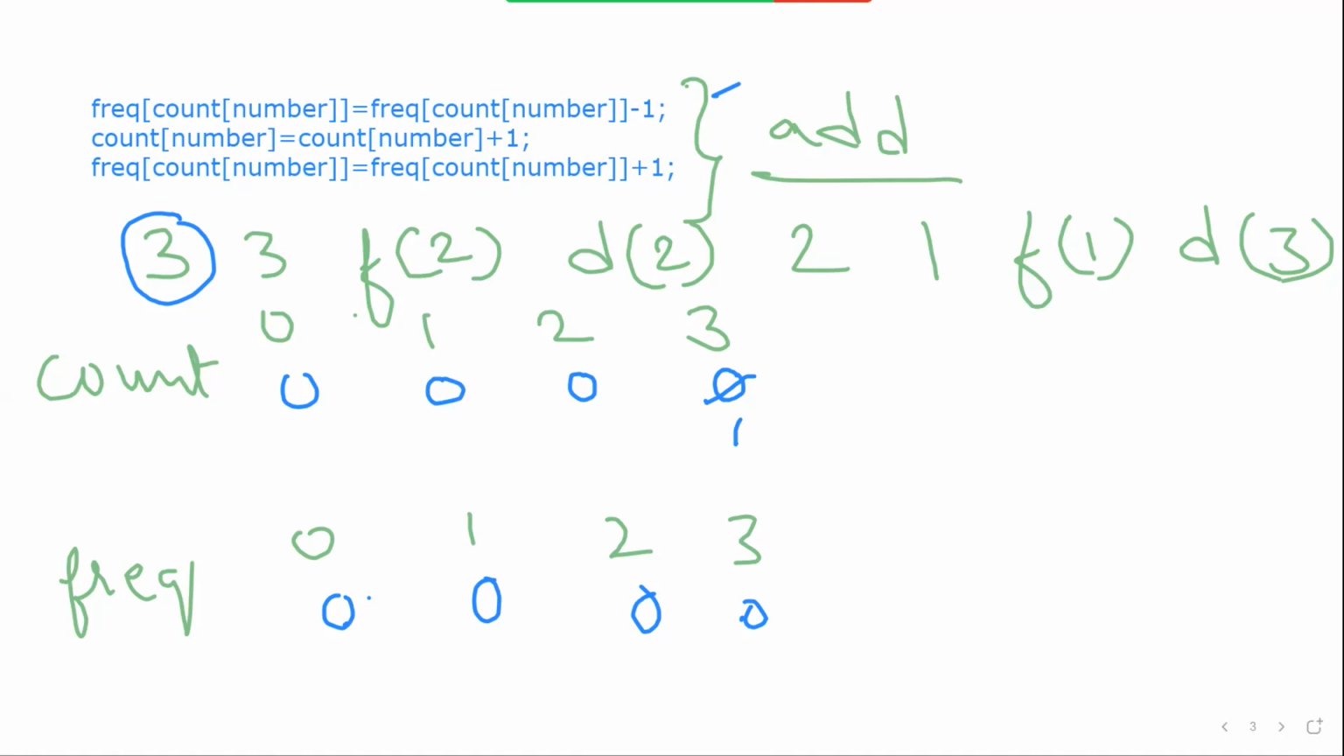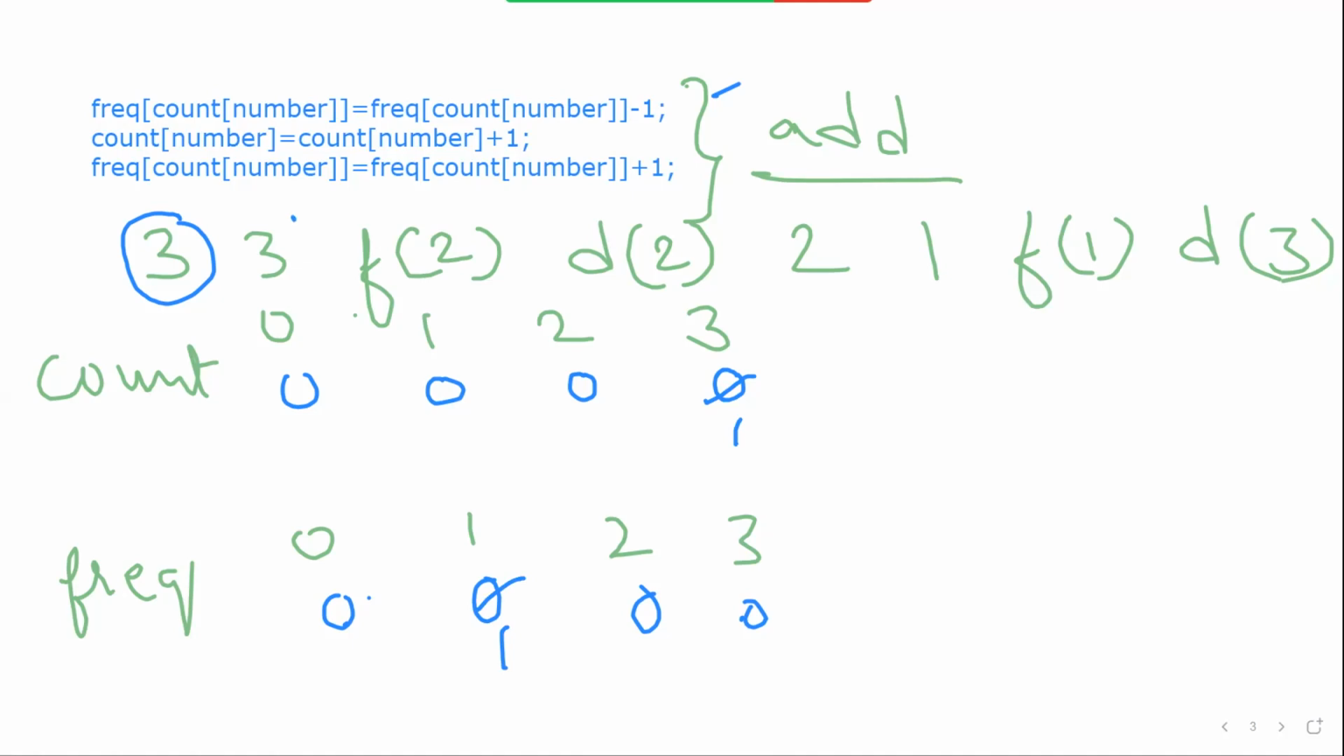Now what we are doing, frequency of count of number, which is 1. Frequency of 1, whatever the frequency of 1 is, we are adding plus 1. Initially the frequency of 1 is 0, so we are adding 1 to it.